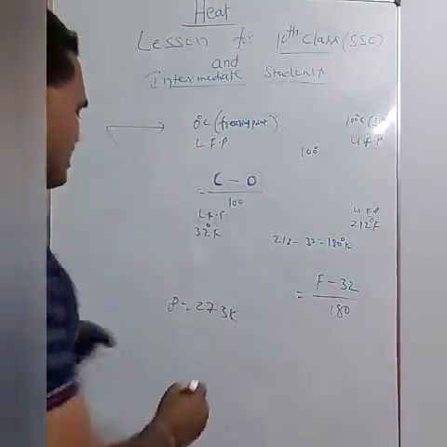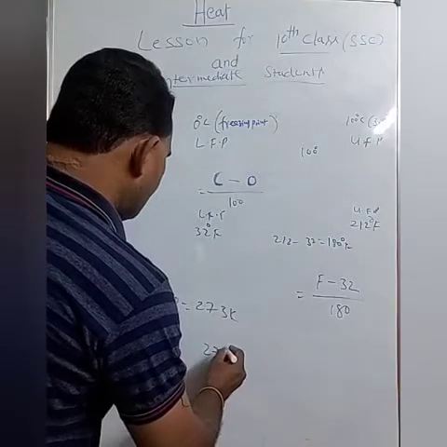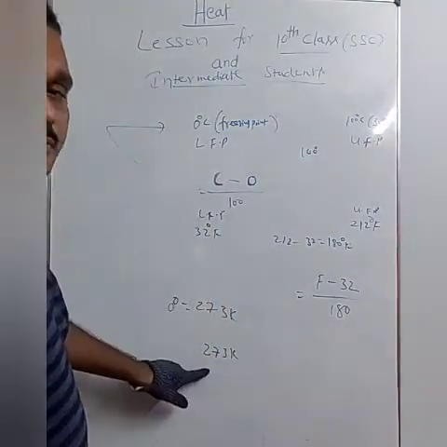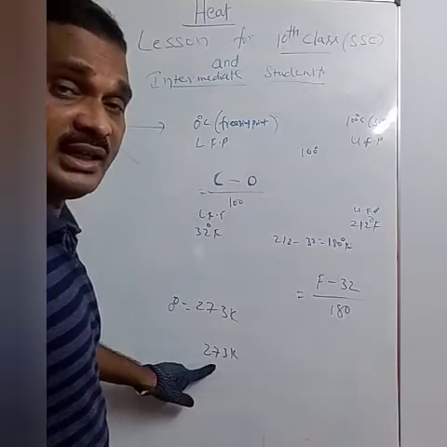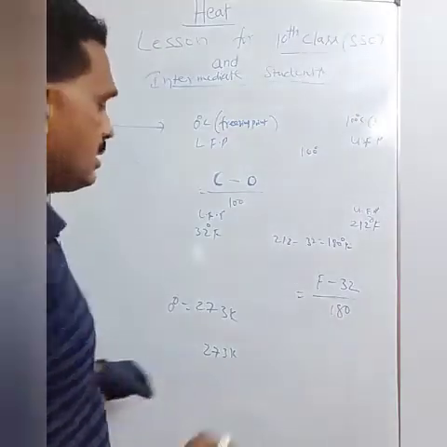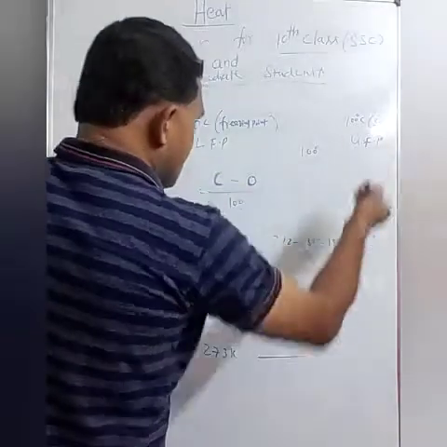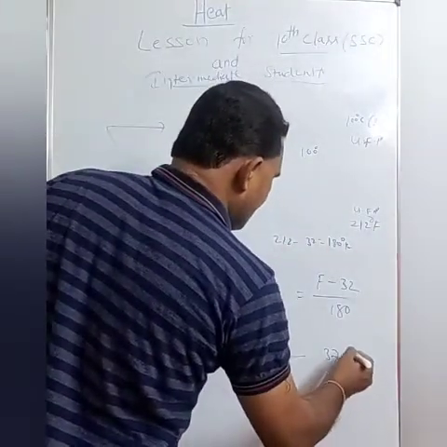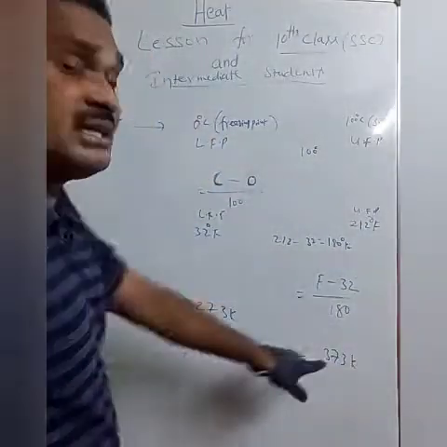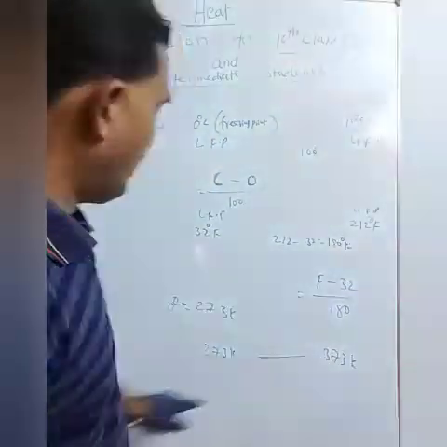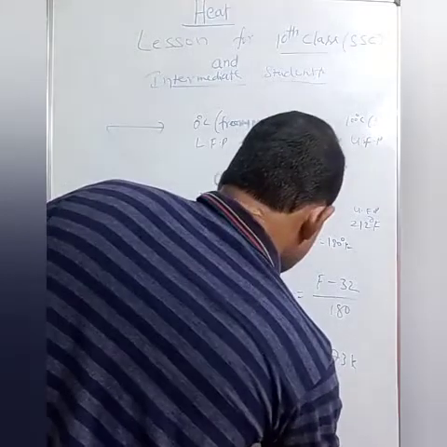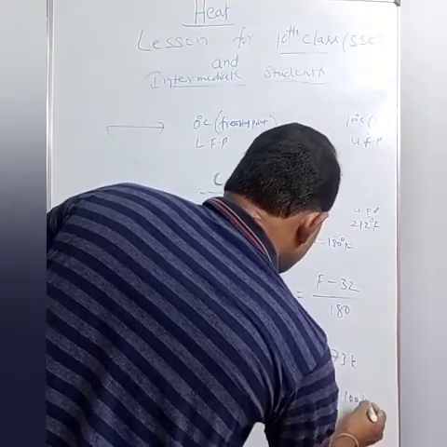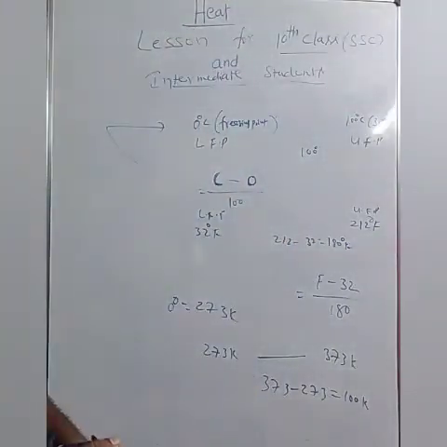Then what is the lower fixed point? 273 kelvins is the lower fixed point of water, the freezing point of water in kelvins. Then 100 degrees is equal to how many kelvins? 373 kelvins. The upper fixed point is 373 kelvins. What is the difference again? 373 minus 273 is equal to 100 kelvins.